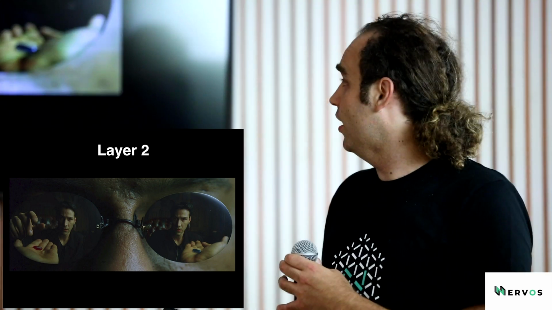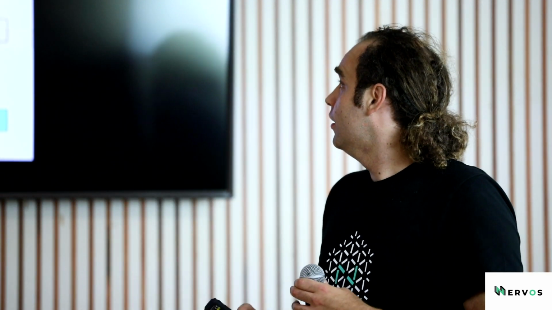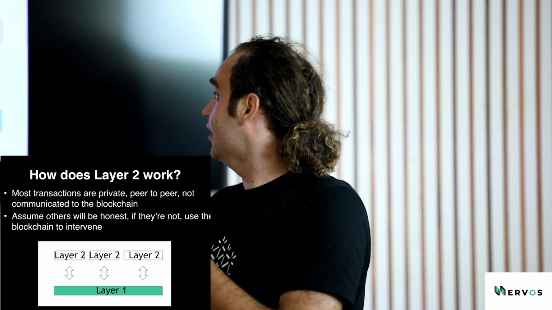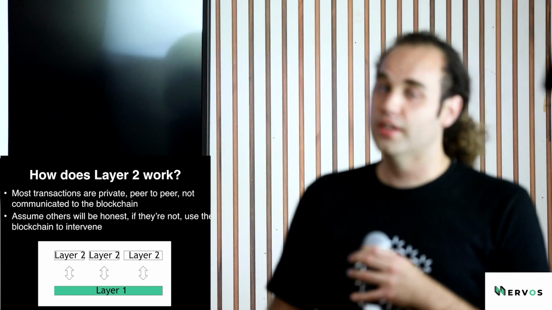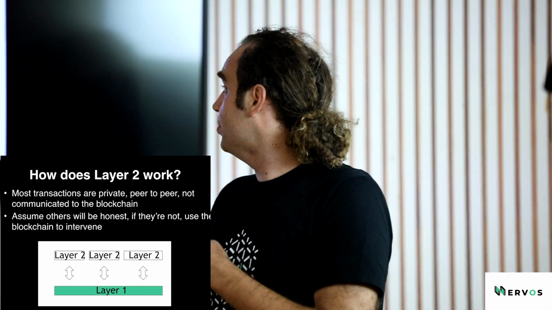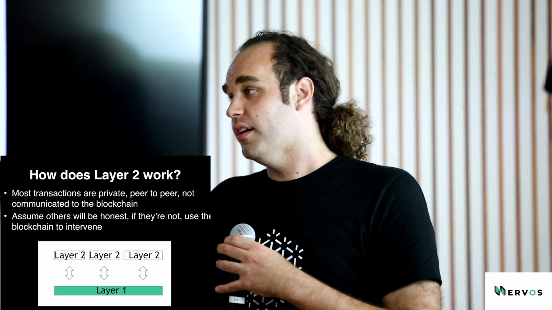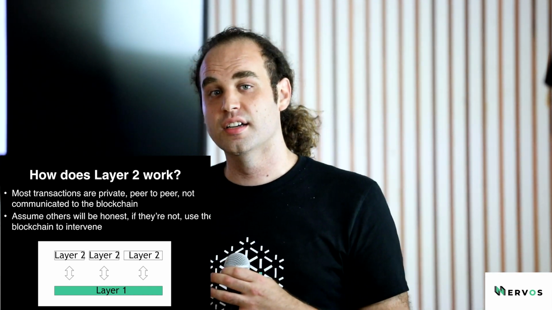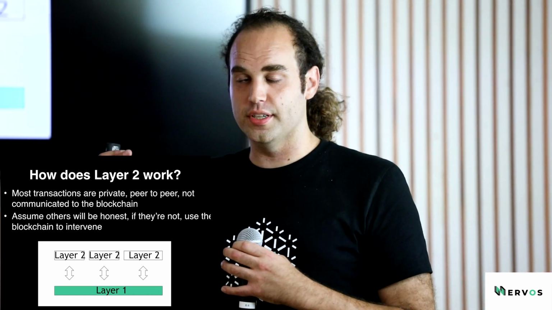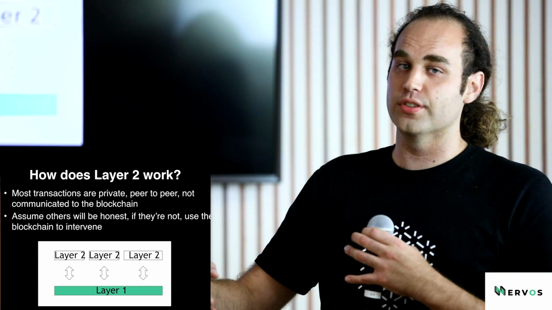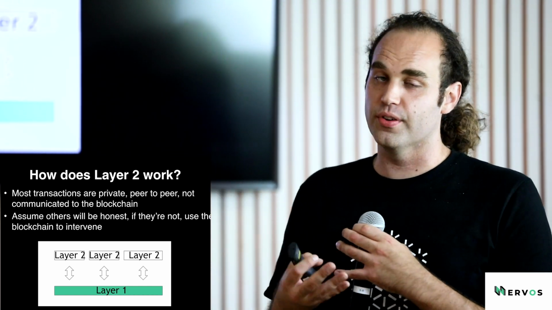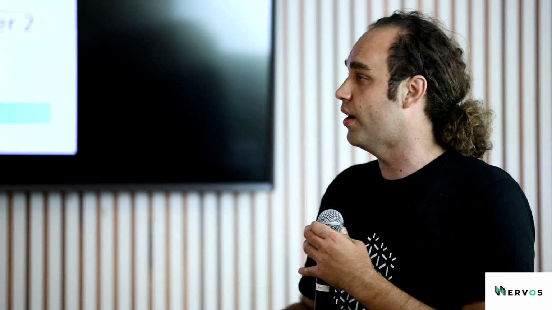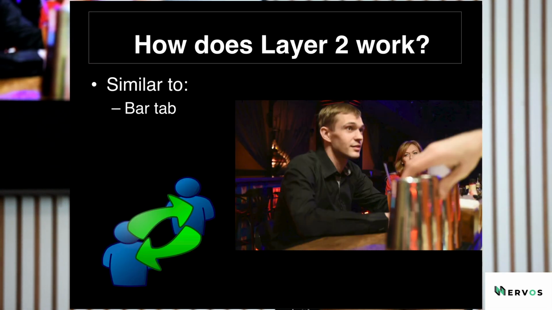So let's talk more about layer 2. With layer 2, most transactions are private, peer-to-peer, and they're not communicated to the blockchain. And there's an assumption that others in the network will be honest, and if they're not, then the users can use the blockchain to intervene. This assumption of honesty is not about people stealing your money or anything like that. It's operational honesty and safety. And if there's ever any problems, then users always have the option to use the layer 1 blockchain to correct any problems. So how does layer 2 work?